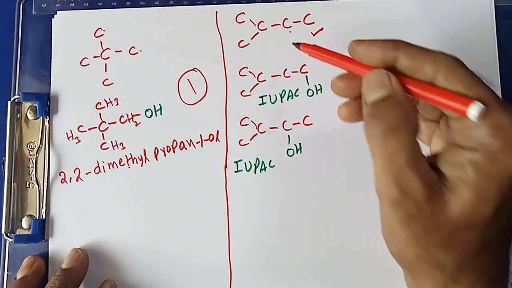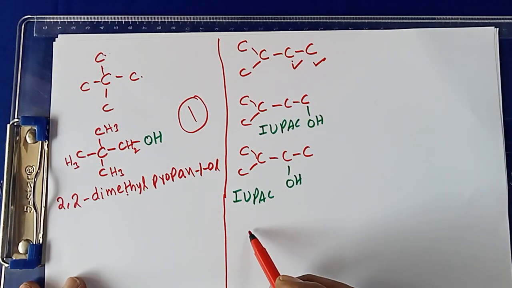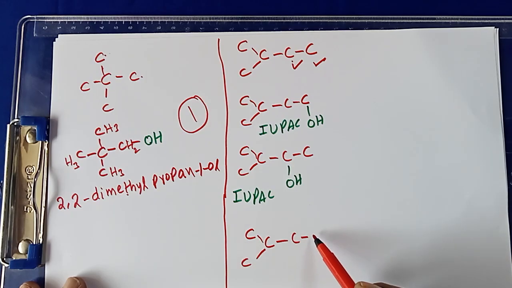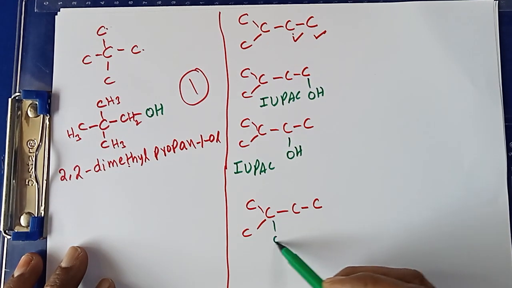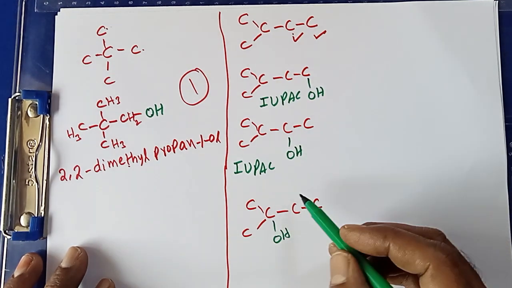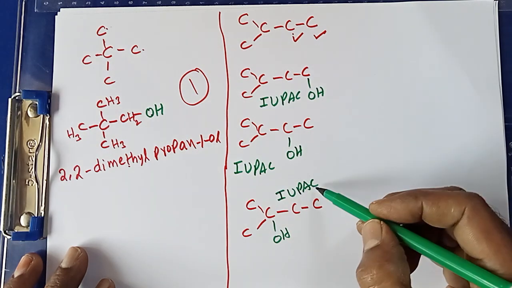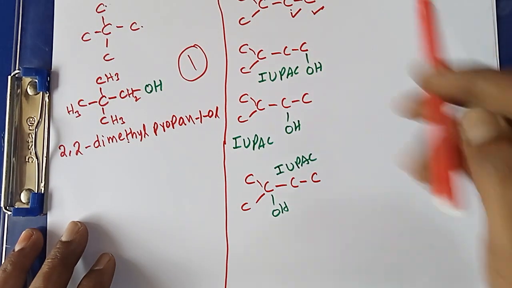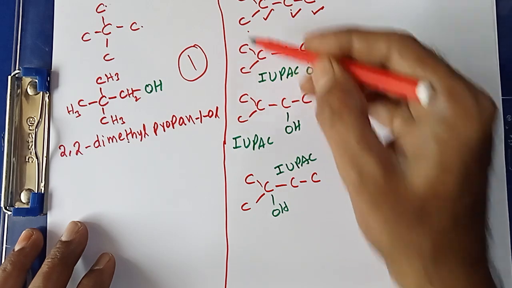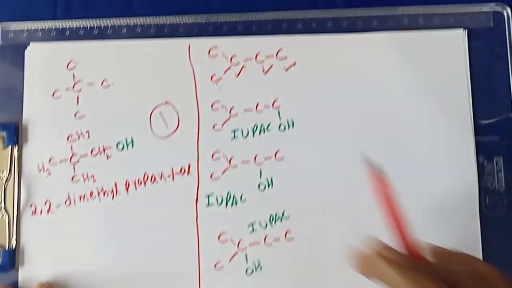Next one, here I write an OH group. The next structure, here you write an OH group. So that is the third structure: carbon, carbon, again carbon, carbon. Here you write the OH group. So this is different. How do you know it is different? You write the IUPAC name. These have different IUPAC names. So here also it is completed.